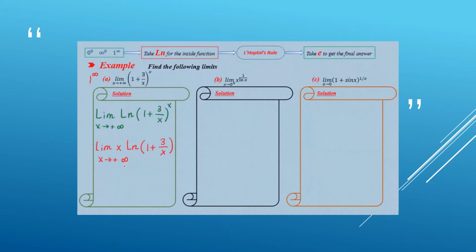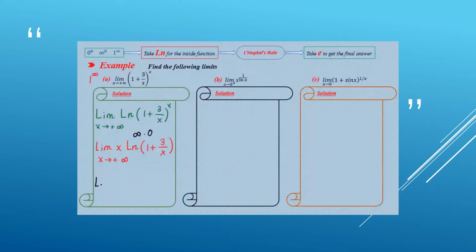Now if we replace infinity here, you will get infinity multiplied by ln of 1 plus 3 over infinity. 3 over infinity is equal to 0, and 1 plus 0 is 1, and ln of 1 equal to 0. So also infinity times 0 is one of the indeterminate forms. So you have to write x as 1 over x and put it down.